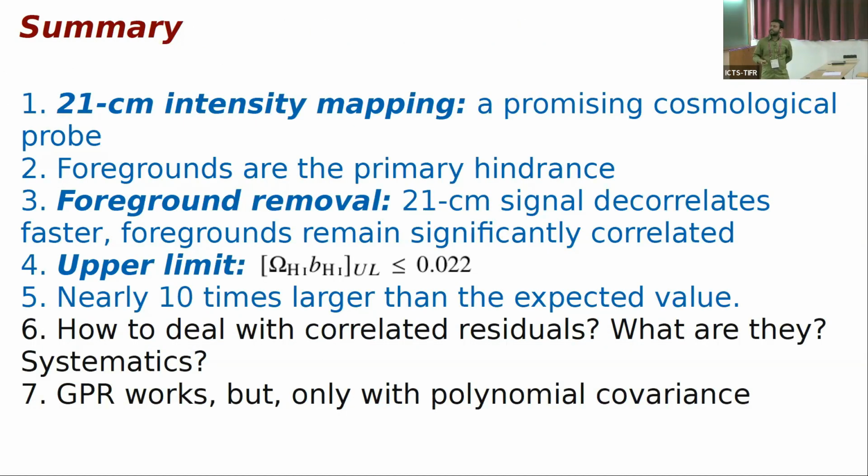So I would like to summarize now. This intensity mapping of the 21 centimeter signal is a promising cosmological probe. The primary hindrance is foregrounds. We have attempted to remove the foregrounds based on these 2 features. The 21 centimeter signal, being a line emission, decorrelates faster, whereas foregrounds are significantly correlated across the bandwidth. And after removing the foregrounds, we get a best upper limit of 0.22, which is nearly 10 times larger than the expected value at this redshift.